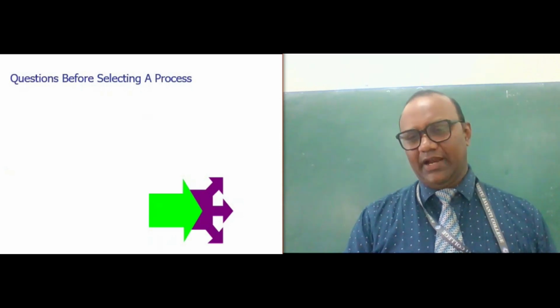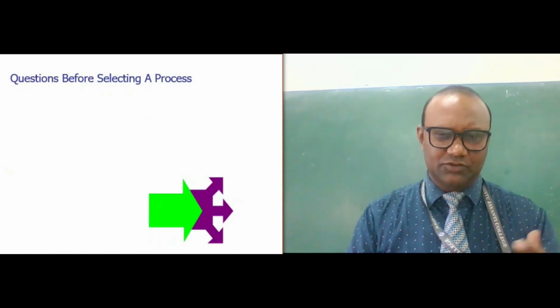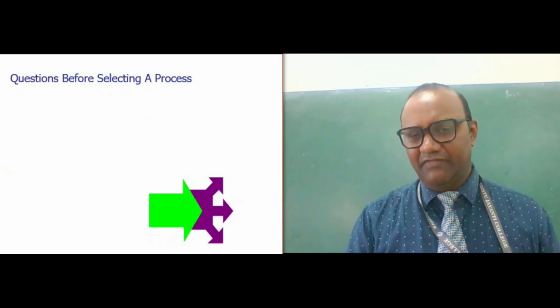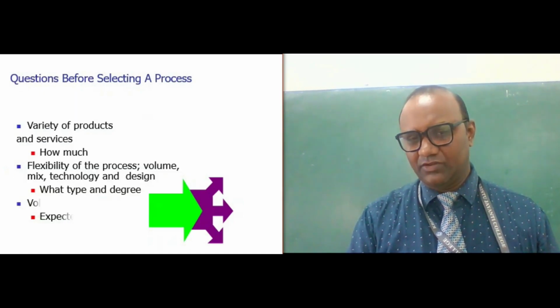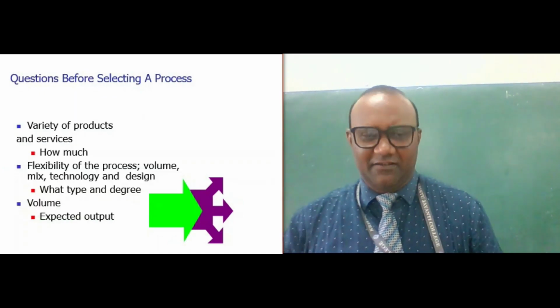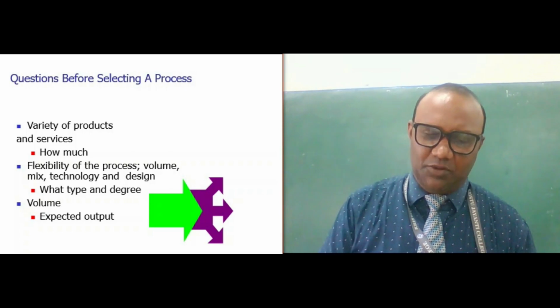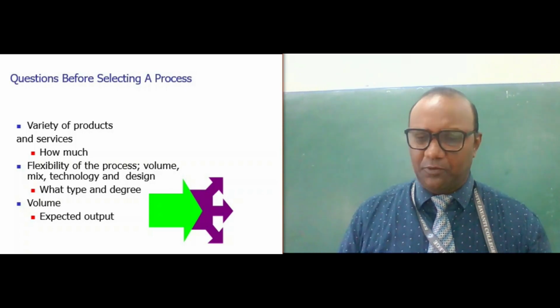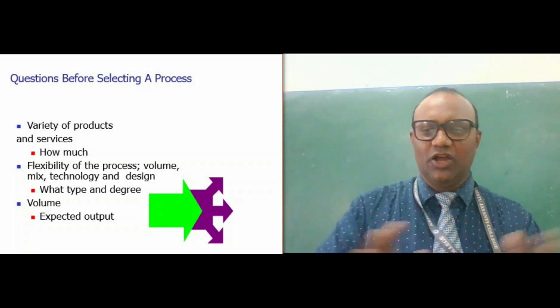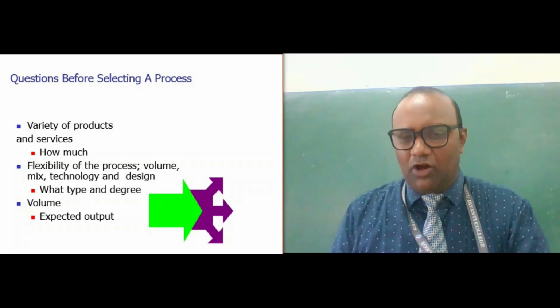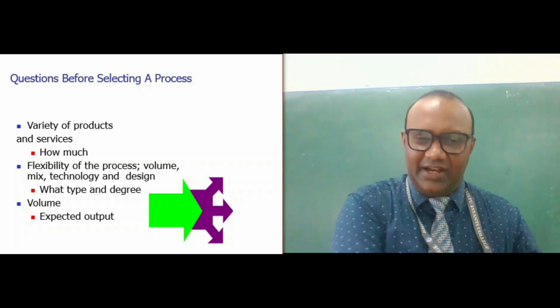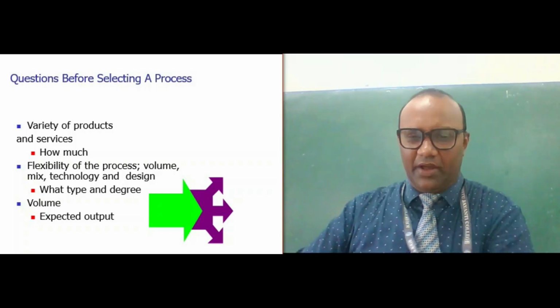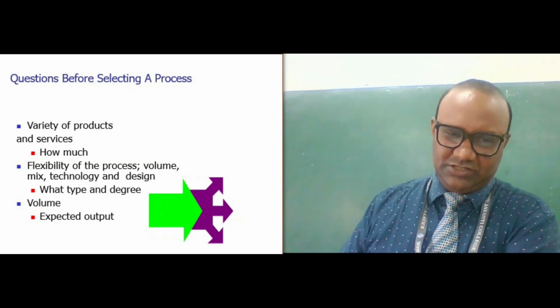So before we choose a layout, these are some top of the mind questions that factory owners will have to ask, right? Questions such as variety of products. Does your product manufacturing involve a high variety or a low variety? Depending on that, you make a choice. If it's a high variety, you go in for a job shop. If it's a low variety, you go in for a continuous processing.